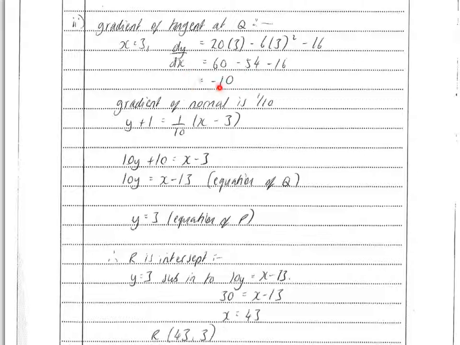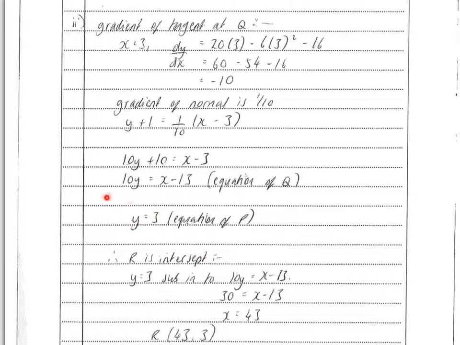First working out the gradient of the tangent at Q, and then the normal is perpendicular to that. There's the equation of the normal simplified. The equation of the tangent at P was y equals 3. If you're not sure where that comes from, use the line equation like this with the correct coordinate and a gradient of 0, and you will get this equation.